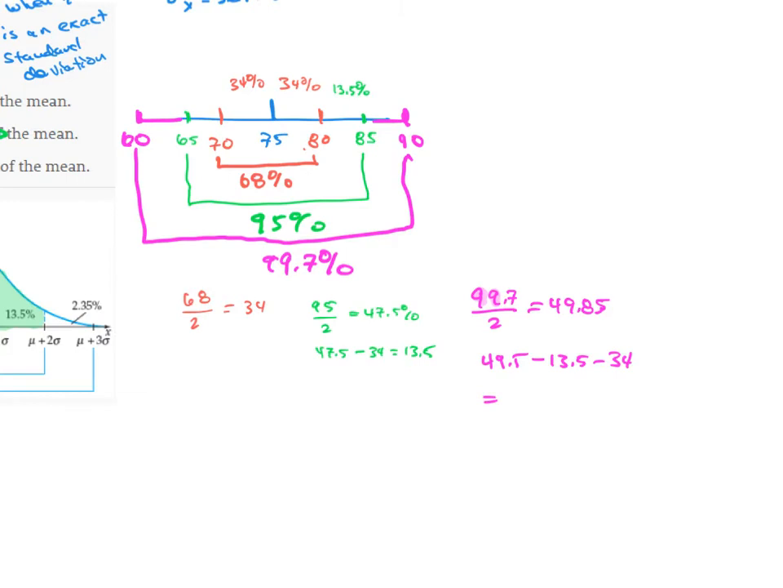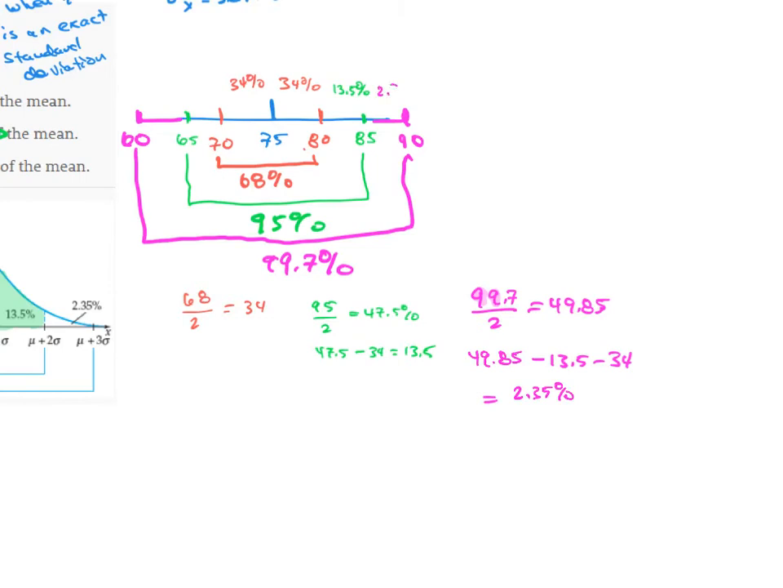Sorry, quick typo here, so let me erase this. It's not 49.5, it's 49.85. So I do 49.85 minus the 13.5 minus the 34. When I do that, see what you're getting? I'm getting a total of 2.35%.